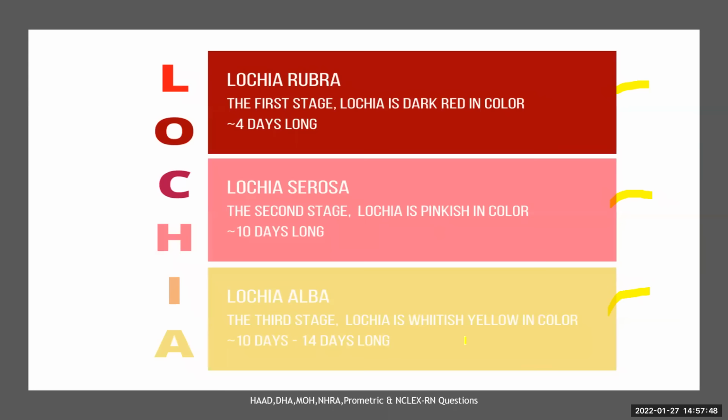Days also please remember: lochia rubra for the first 3 to 4 days, lochia serosa for the first 10 days, and then from the 11th day to 14th day and up to 21 days, you can see lochia alba. So color, name, and the day. 3 things you need to remember. This is also very, very important: lochia rubra, serosa, and alba.